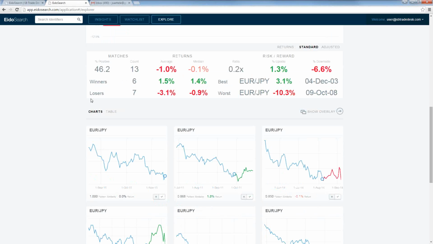So we go down to some of the statistics. We have matches. Now, something that is concerning from this pattern is that there are only 13 matches. What this 13 number means is that throughout the history of Euro yen, the software basically found 13 matches above a certain threshold.